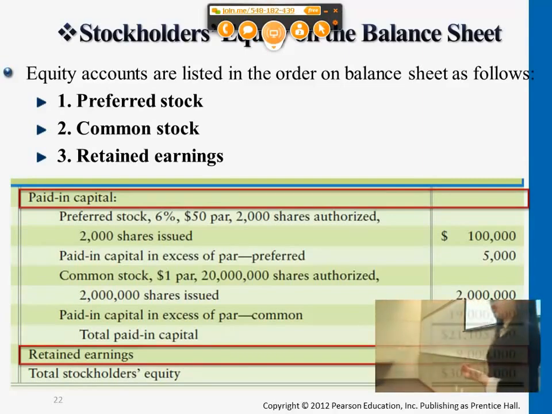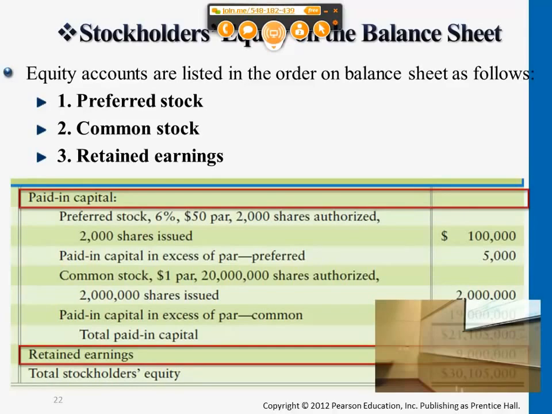You see preferred stock, the balance $100,000, paid-in capital $5,000. That means that's the portion, while they issue the stock, that's above the face value of preferred stock. Okay, that's the second account. Third, you see common stock. Overall, the face value times shares is $2 million. And then paid-in capital, again, the premium. The part, when the company issues common stock, that's above face value, worth $19,000.